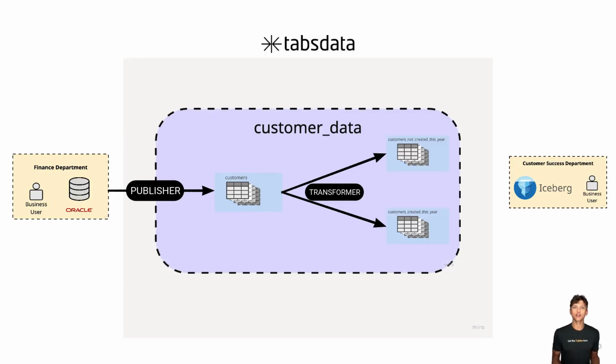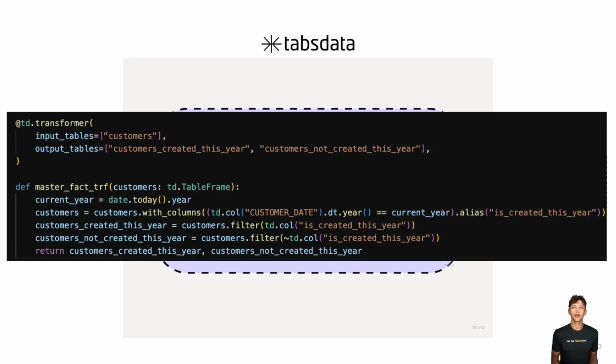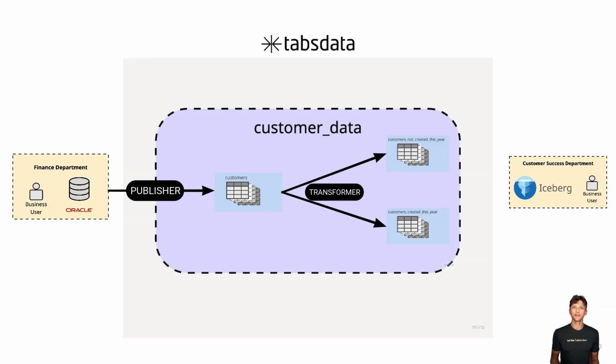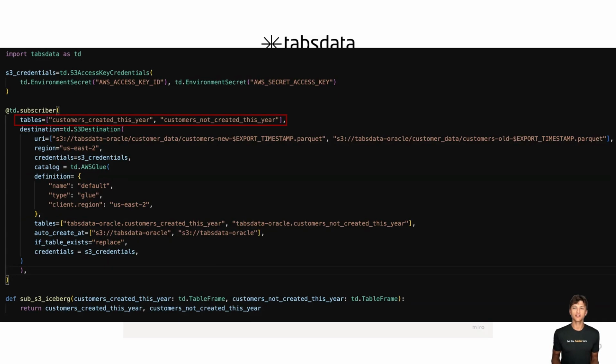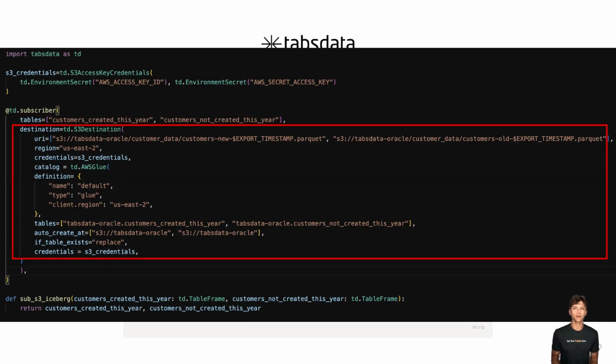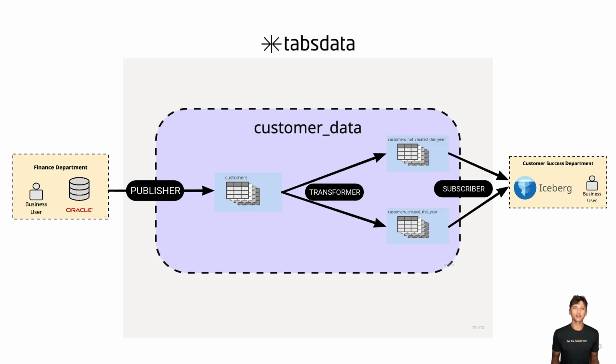Next, suppose you want to split the data into new versus old customers. You would then create a transformer function, and in the decorator, you would specify that it reads from the customers table and outputs 2 new tables called customers created this year and customers not created this year. In the function body, you would add logic to separate the data into those 2 groups. Finally, you'd create a subscriber function that takes those 2 tables and writes them into AWS. Once all these functions are registered, you simply trigger the publisher function and wait for Tabsdata to handle the rest.